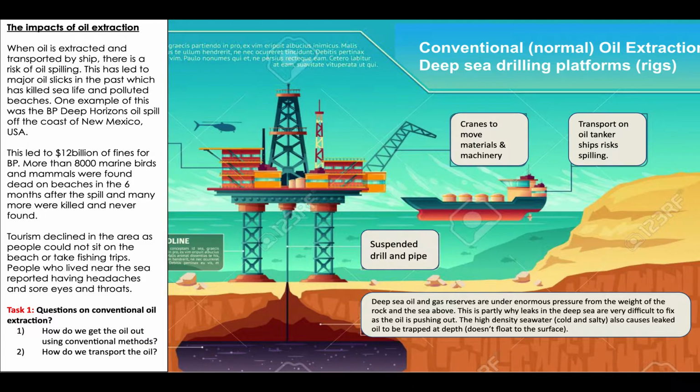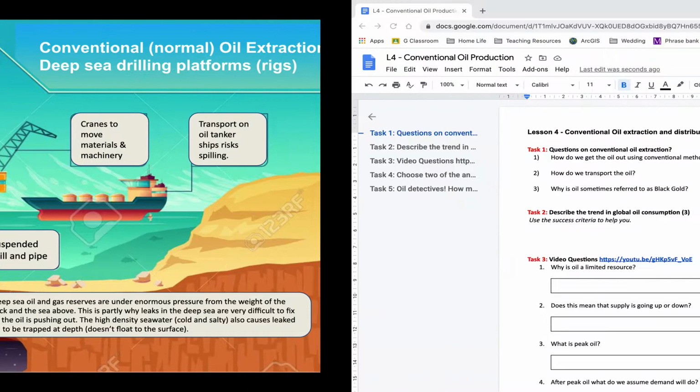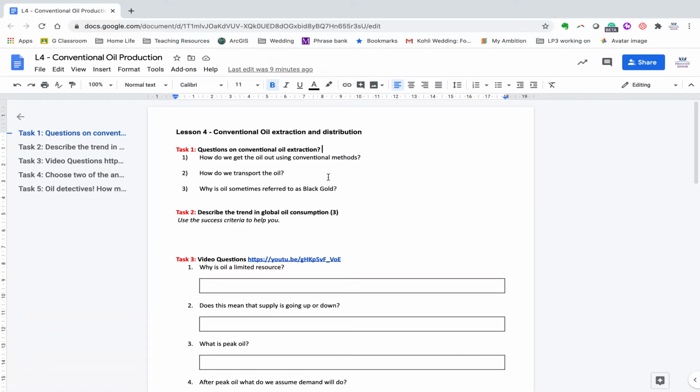And some people even found that the oil all over the land as it was washing up from the sea was starting to impact their health. They're getting headaches, sore eyes and throats and stuff like that. So just on this first task then, there are just 3 questions I want you to answer on your worksheet. A little reminder that your worksheet looks like this, and we're about to do these first 3 questions.